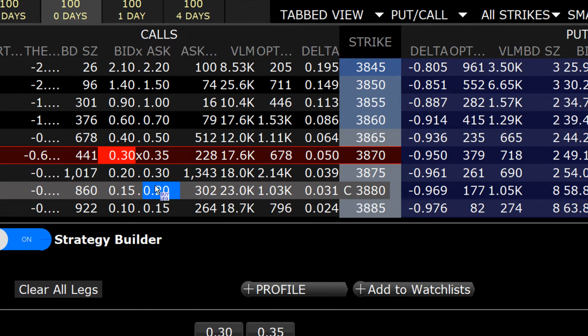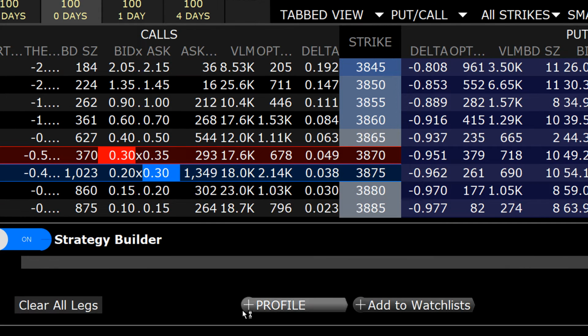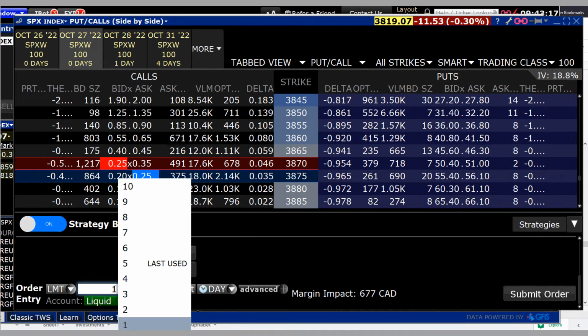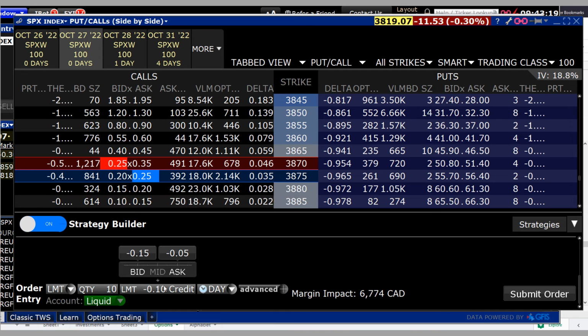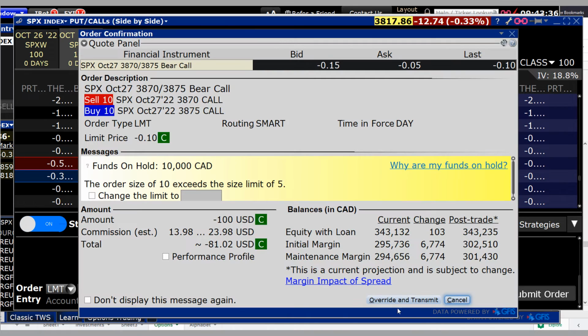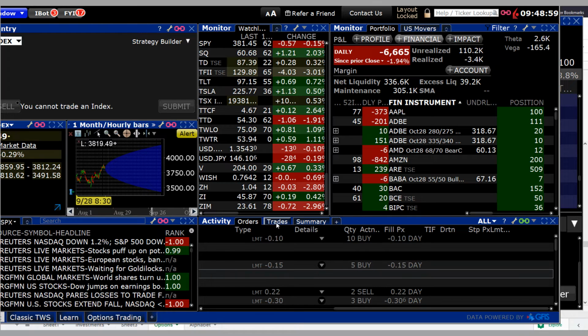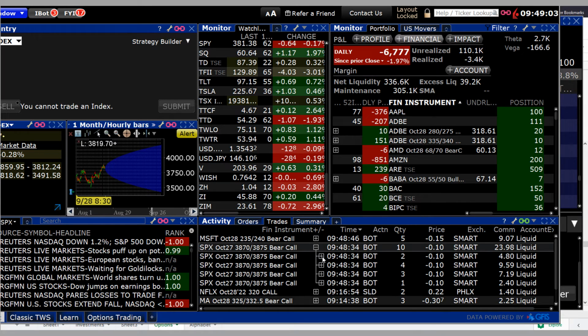And then maybe I'll buy the 38.75. This will give me a $10 spread. And let's go with 10 contracts. So that'll be $81 if it fills. Order filled. Okay, so those SPX options have been filled.